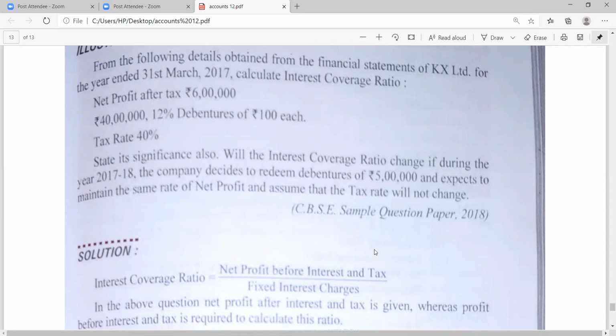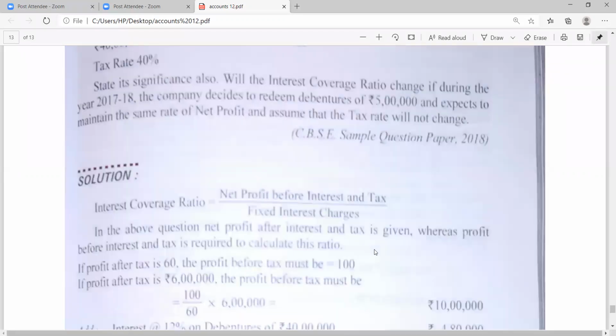State the significance also. Will the interest coverage ratio change if during the year 2017-18 the company decides to redeem debentures of 5 lakh and expects to maintain the same net profit, and assume that the tax rate will not change? Let's calculate the interest coverage ratio first of all.